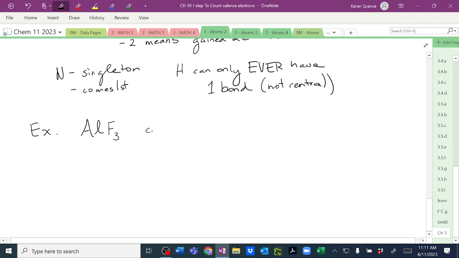AlF3, covalent bonding. And the reason I'm telling you that is because aluminum is a metal, and so you might think, oh, that's ionic bonding. I'm going to tell you it's covalent bonding.